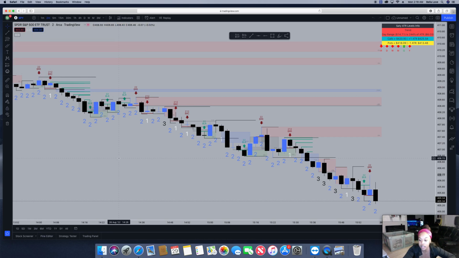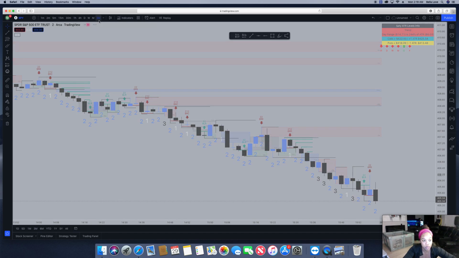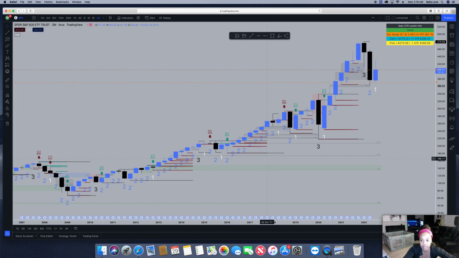My indicators. So here we're gonna start looking at the 3-month chart. As you guys know, September starts a new quarterly. So every 3 months is a new quarterly, and September is about to be a new 3 months for the quarterly. And yeah, so that's something to be paying attention to.